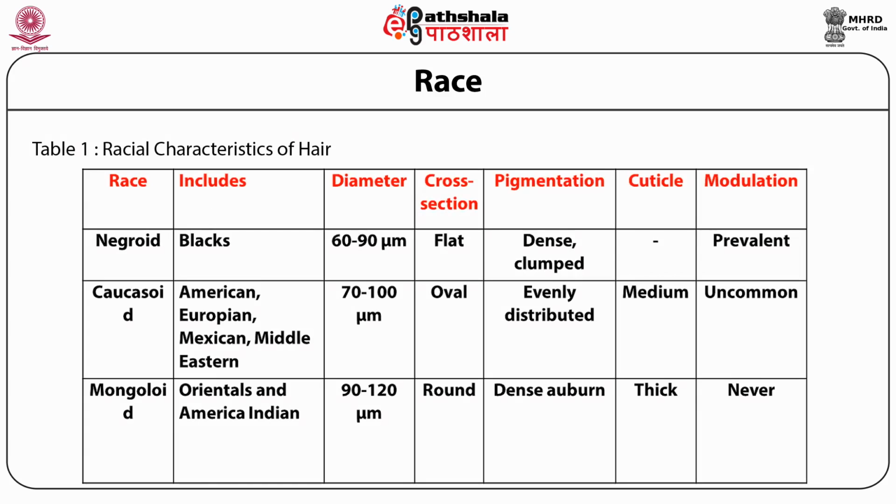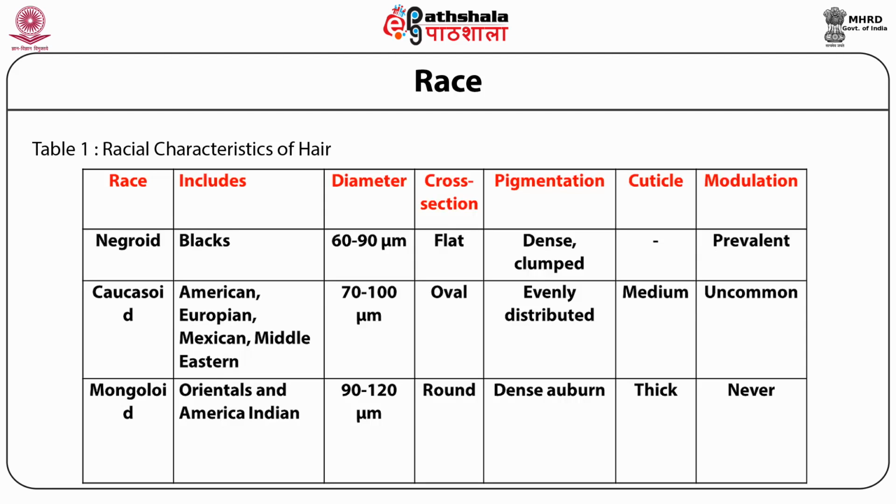Now this table shows racial characteristics of hair. Here we have identified three races: Negroid, Caucasoid, and Mongoloid, which includes, in the case of Negroids, people of black color; Caucasoid, American, European, Mexican, Middle Eastern; and Mongoloid, Orientals and American Indians. There are many other races and sub-races, but for your reference, we have included only a few important ones.